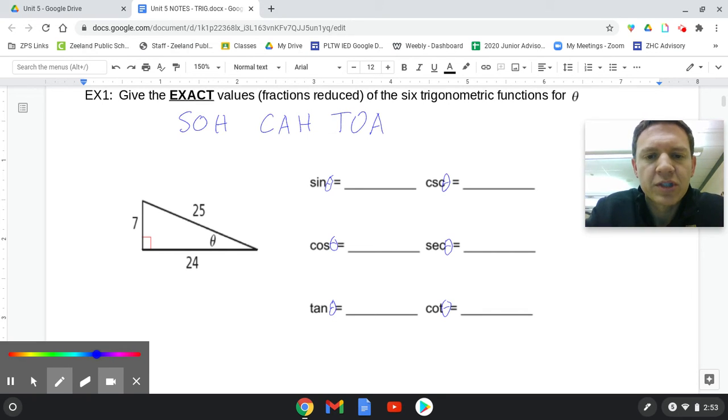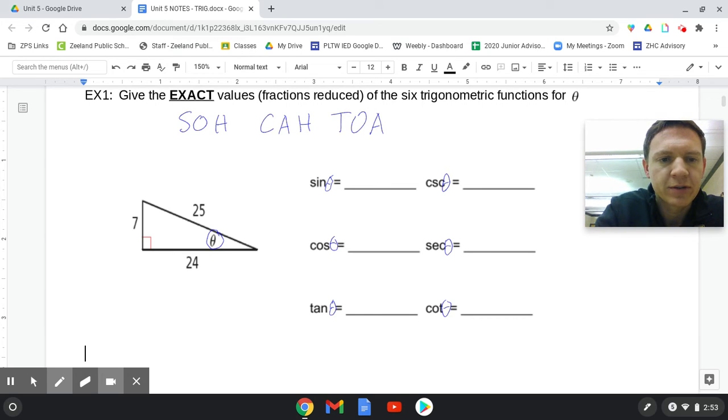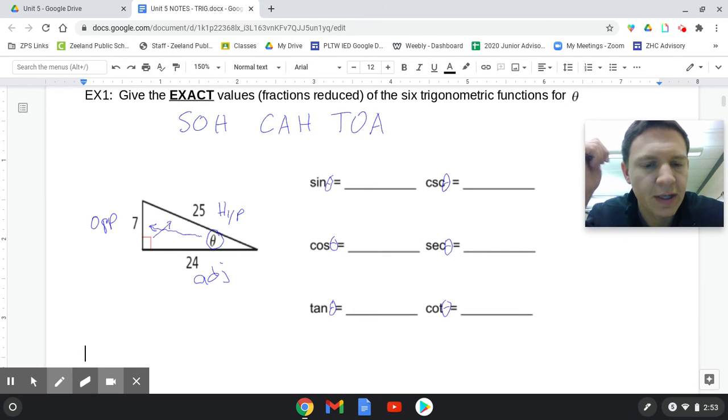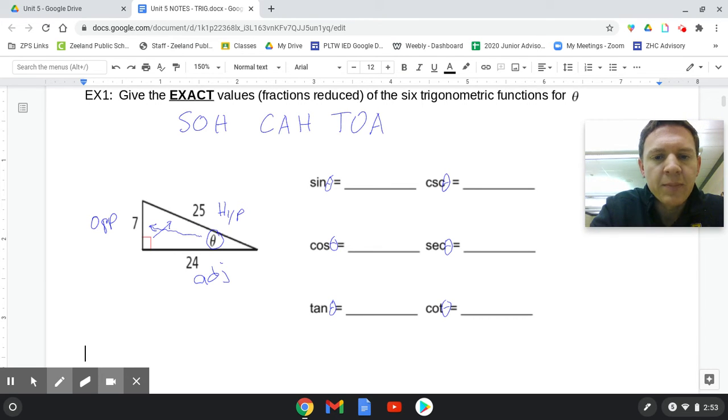So sine of theta. If we look, theta is right here. The side opposite of theta, we should always immediately label, and also the hypotenuse. The hypotenuse is always across from the right angle. So that's the hypotenuse. It's also the biggest number. The opposite side is opposite through the triangle from theta. So that's the opposite side. And the adjacent side is next to theta, the remaining one. Opposite, hypotenuse, adjacent. So sine is opposite over hypotenuse.